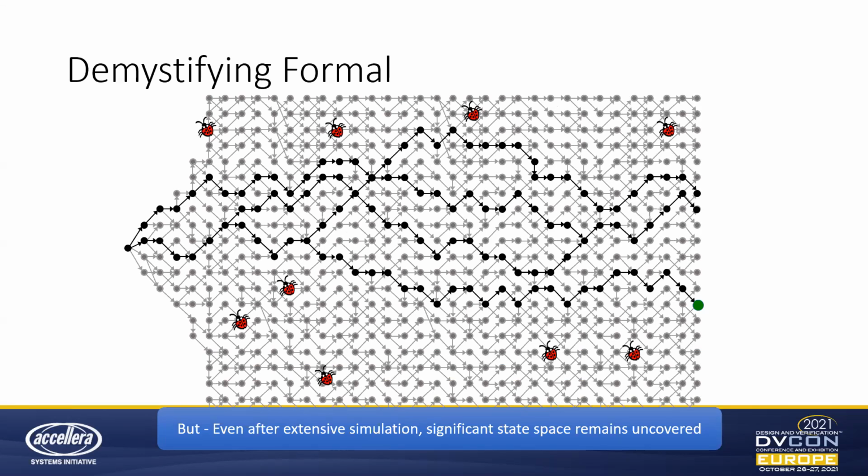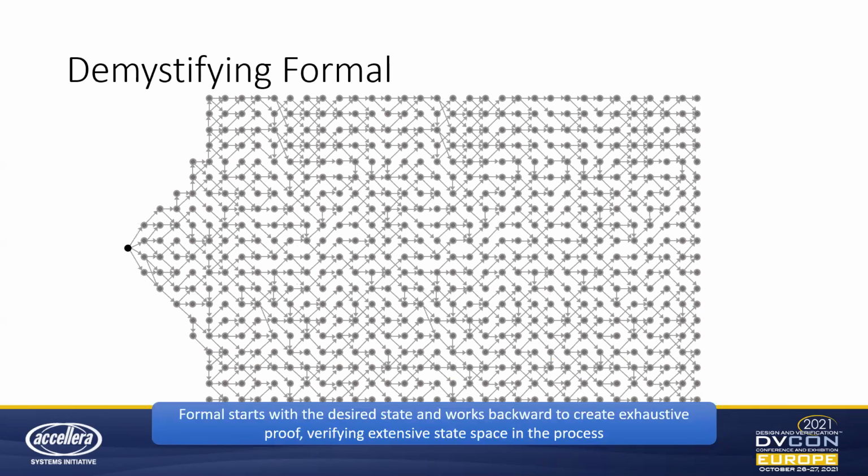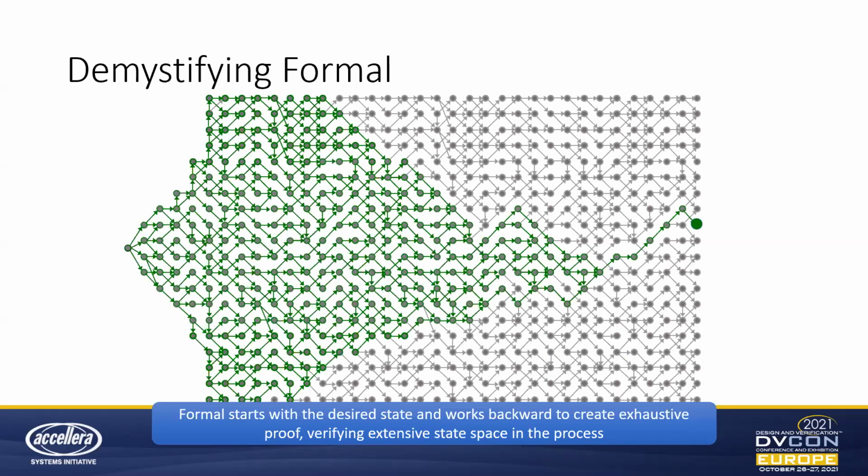How formal works compared to simulation is that formal will start with the desired state and will work backwards to create an exhaustive proof, and this will verify an extensive state space in the process. There may be bugs in this state space that is being explored. Then another so-called checker will explore more states and uncover more bugs. Therefore, the state space that is covered by formal is increased compared to simulation.